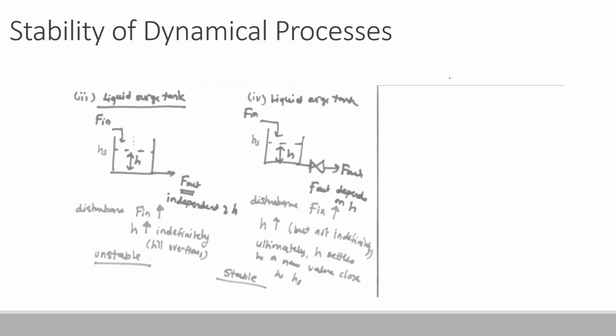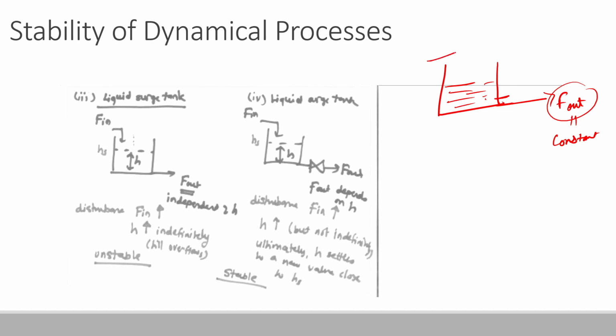So first, let's consider a simple case of a liquid surge tank. Suppose I have a tank where I don't have a control valve, or let's say an on-off valve, and the F output is constant. Since the opening will be constant, the flow rate going out will be constant, let's say if the height is constant. Now the input to the system, or let's say the disturbance, is F input. If I keep on increasing the value of the input, the value of the height will keep on increasing, since the flow output is constant.